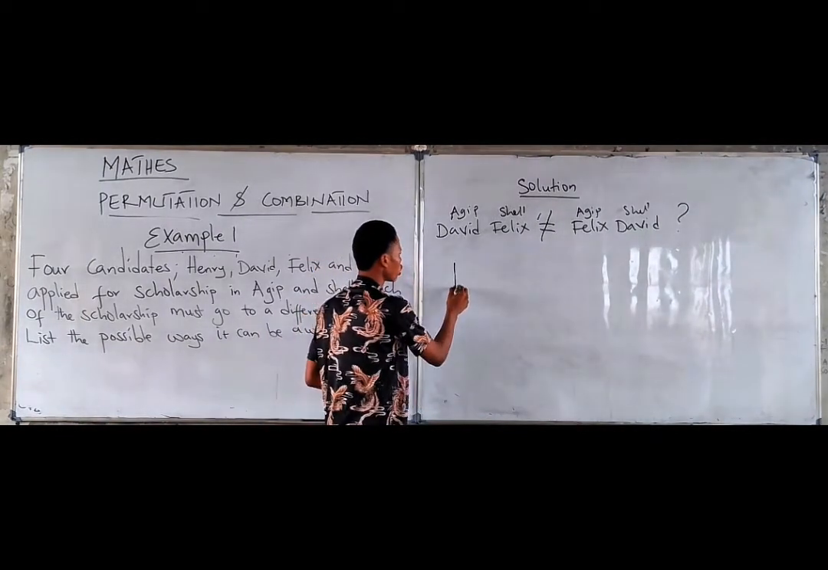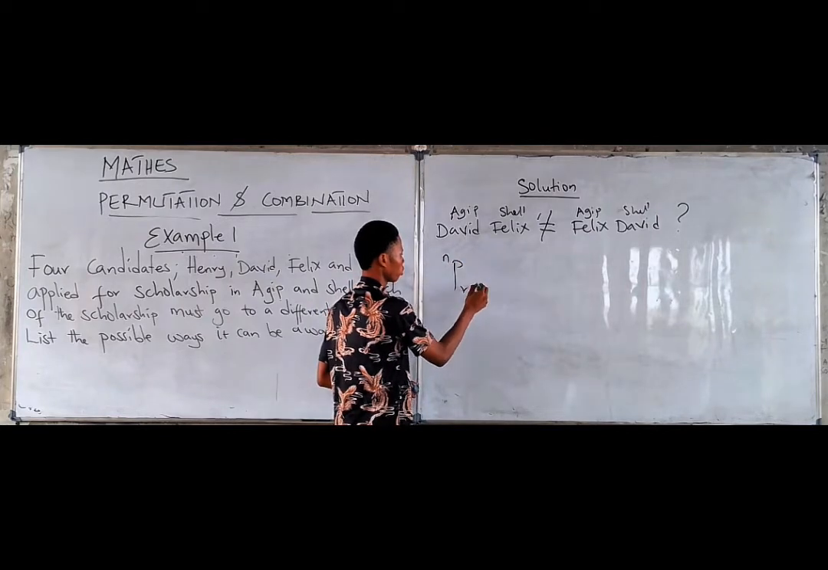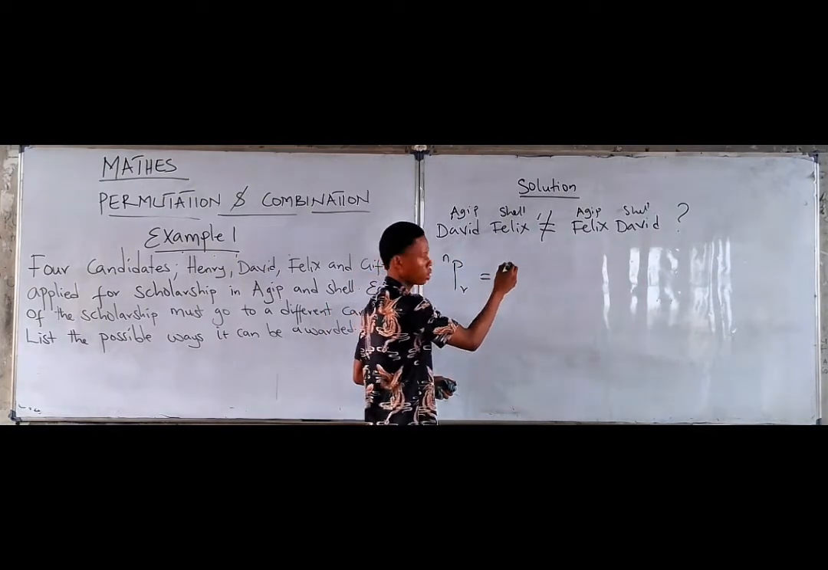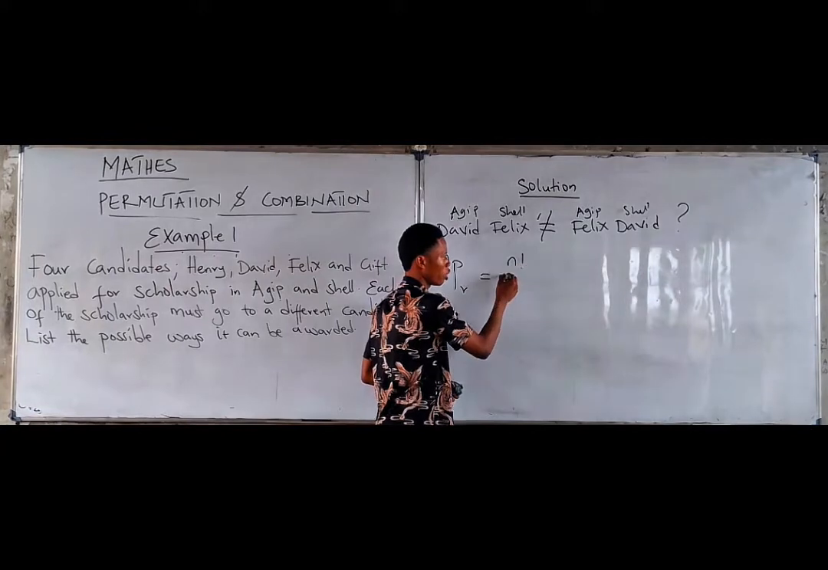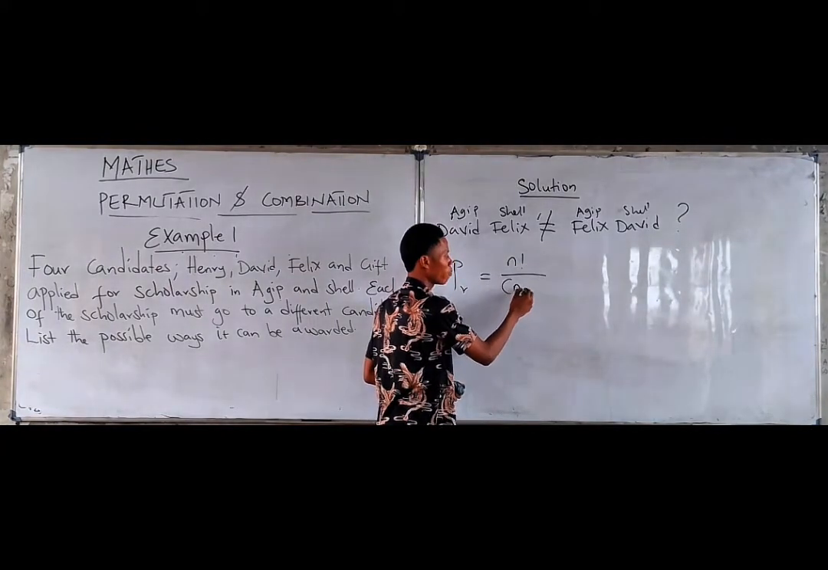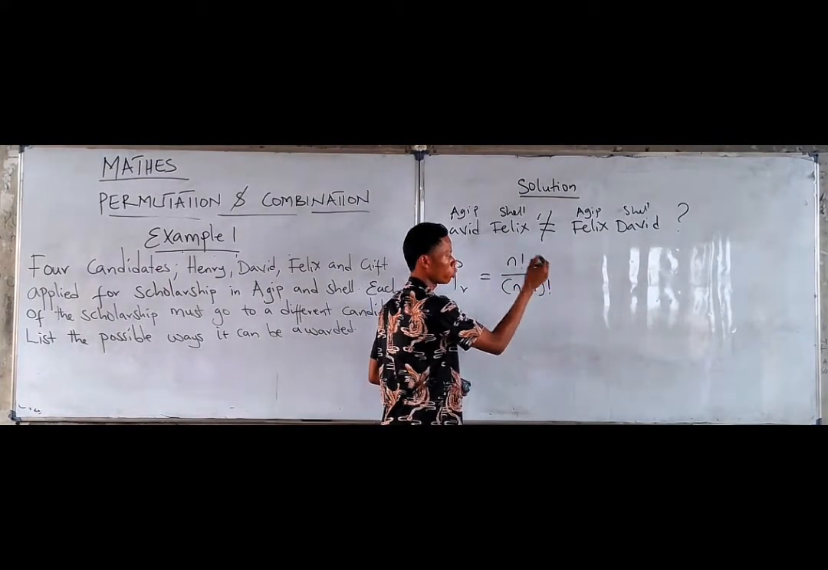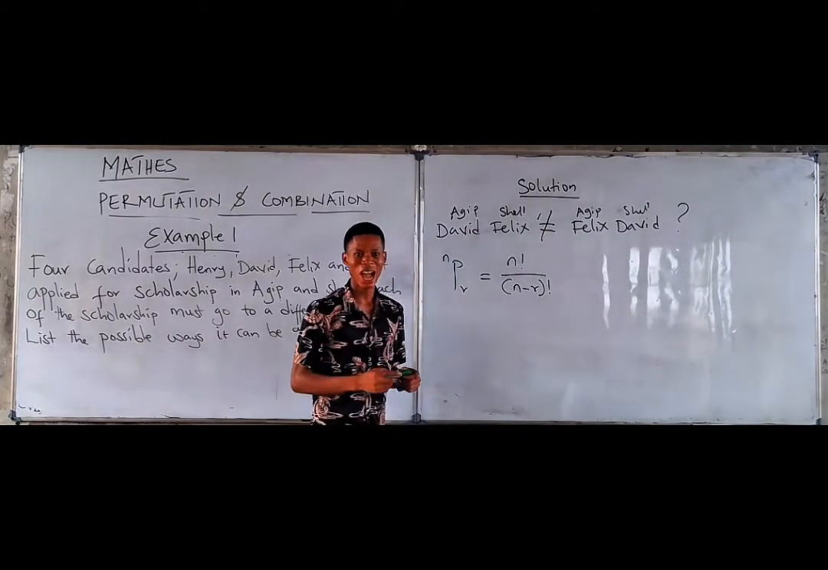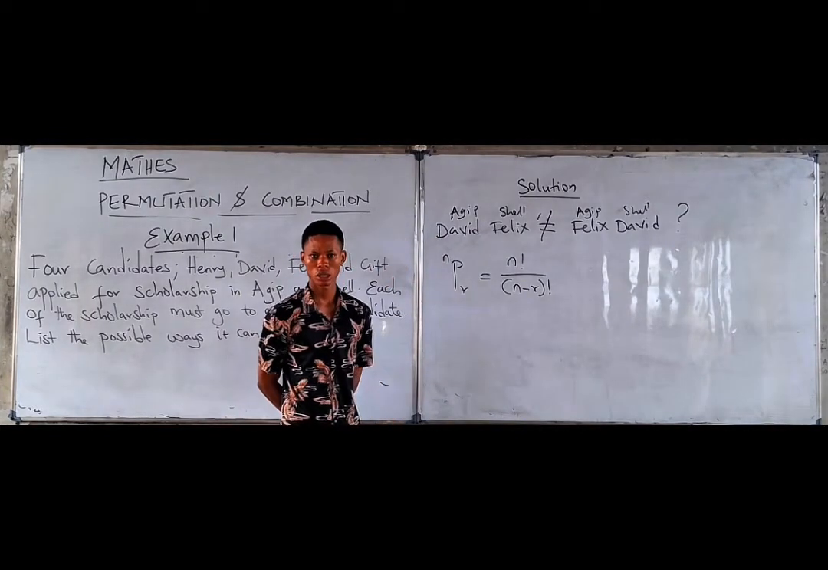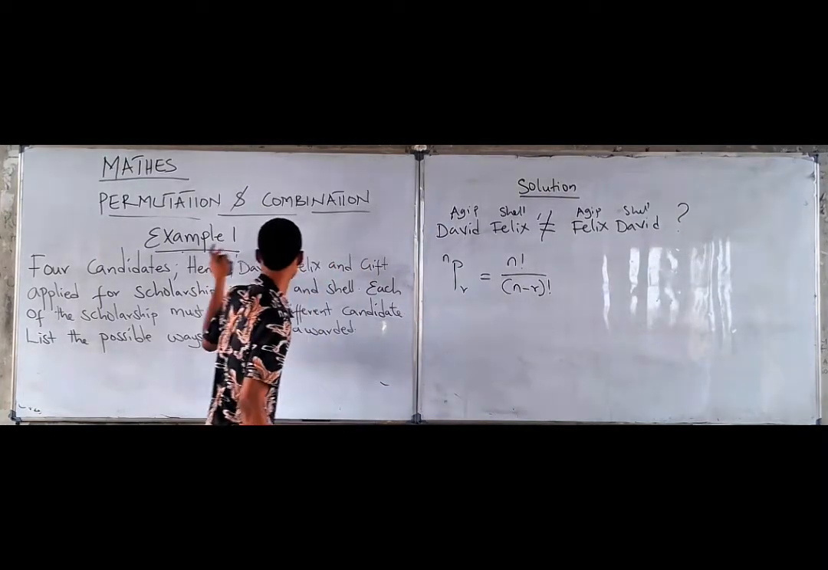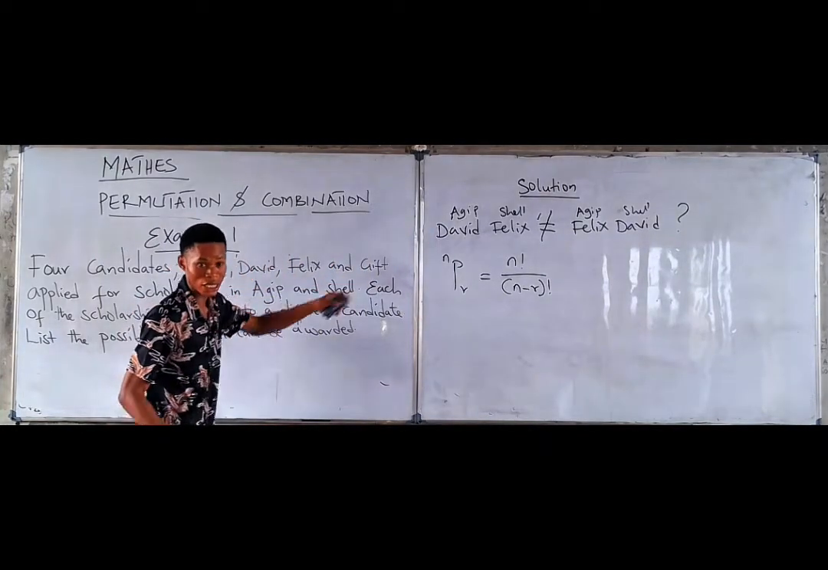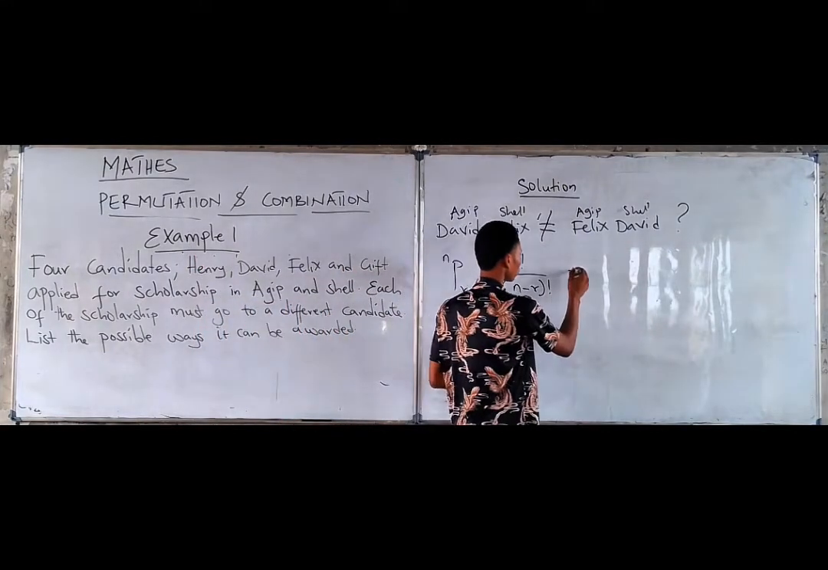And the formula for permutation is equal to what? n factorial all over what? n minus r all factorial, is it not? Now let me ask, our n here is what? How many persons are here? 1, 2, 3, 4, right? 4. Good.